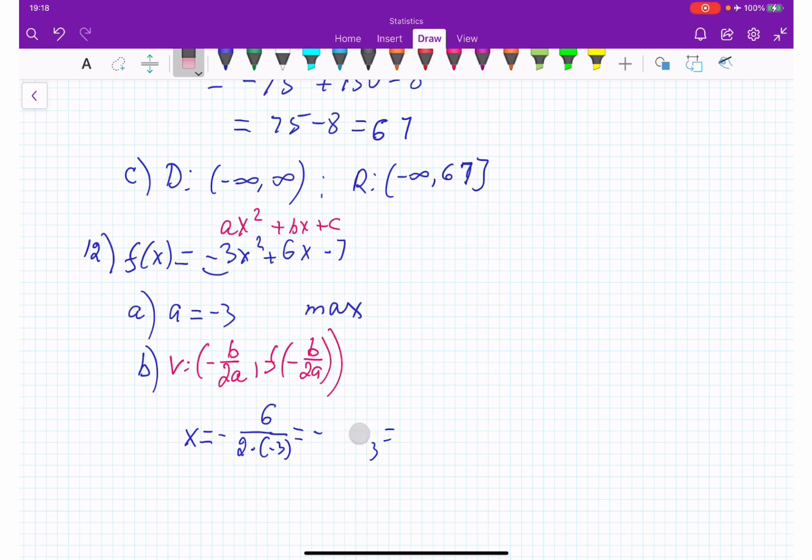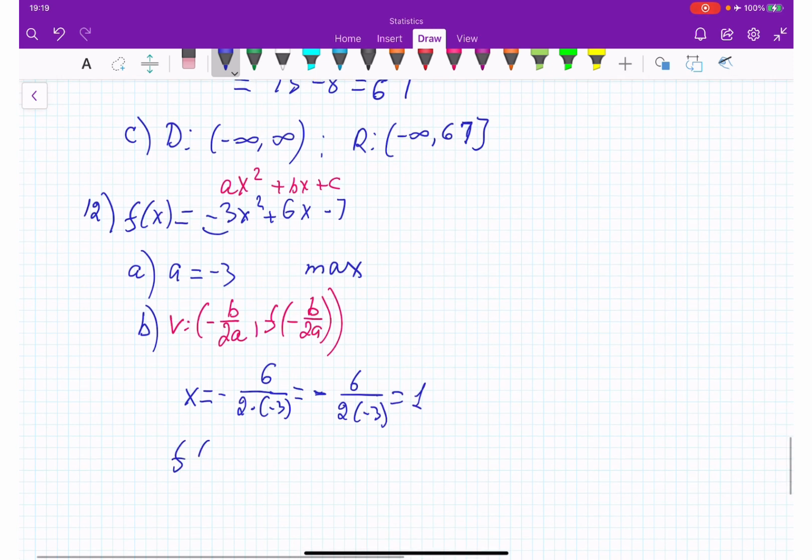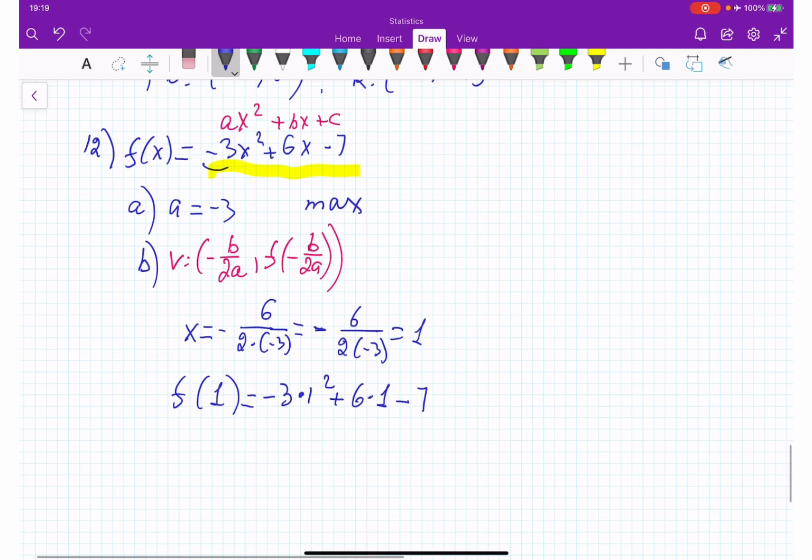So if it's 6, here we are going to have negative 6 over 2 times -3, which is going to be +1. And now f of +1, I'm plugging into the original one right here. It's going to be -3 times 1 squared plus 6 times 1 and -7. So it's going to be -3 plus 6 minus 7. -3 plus 6 is +3. And -7 is going to be -4.